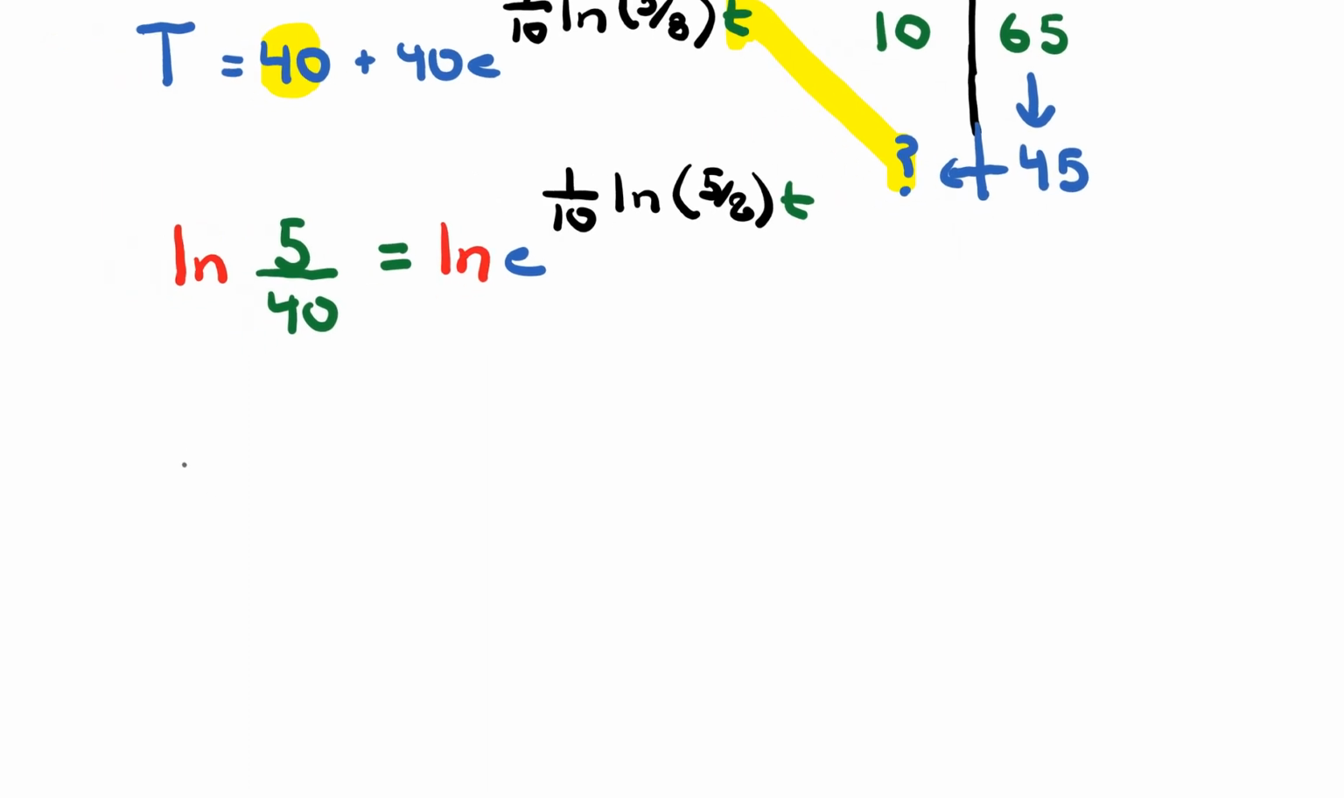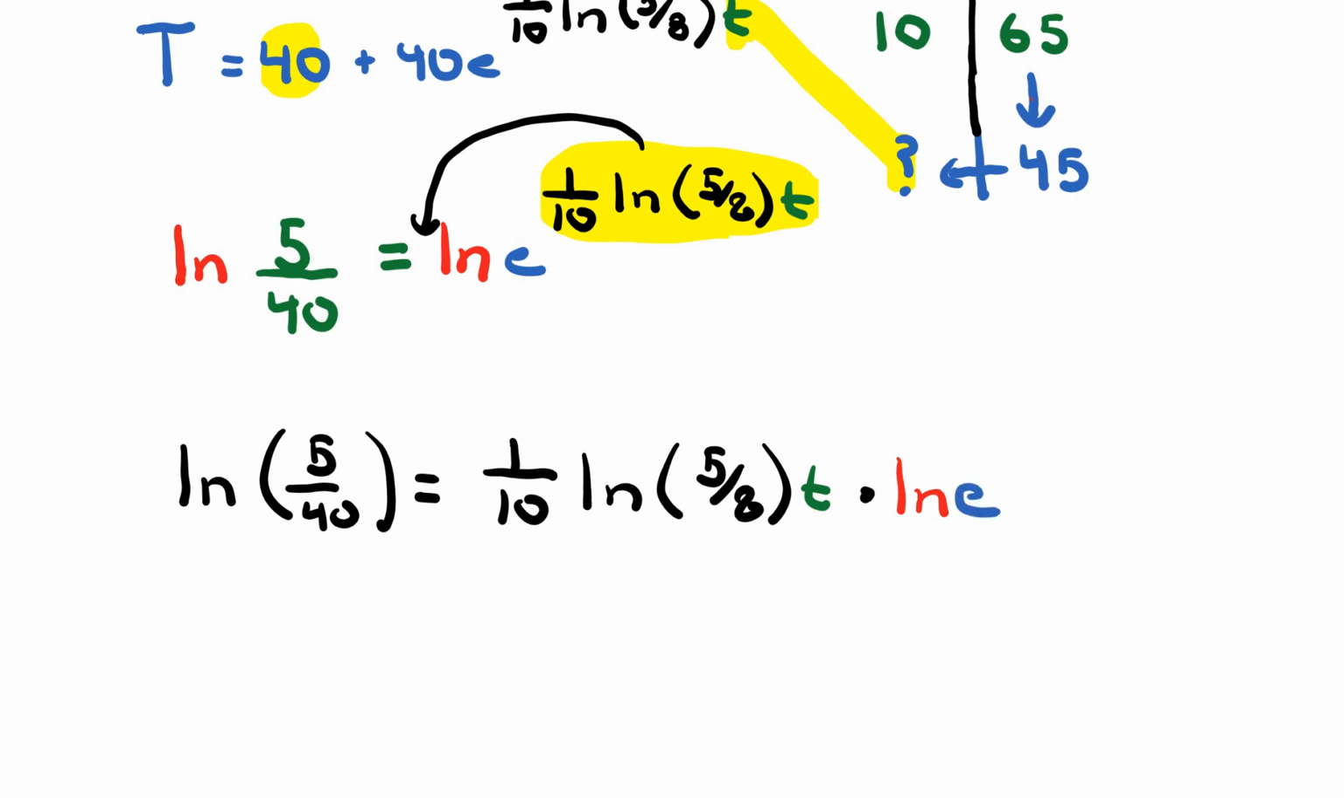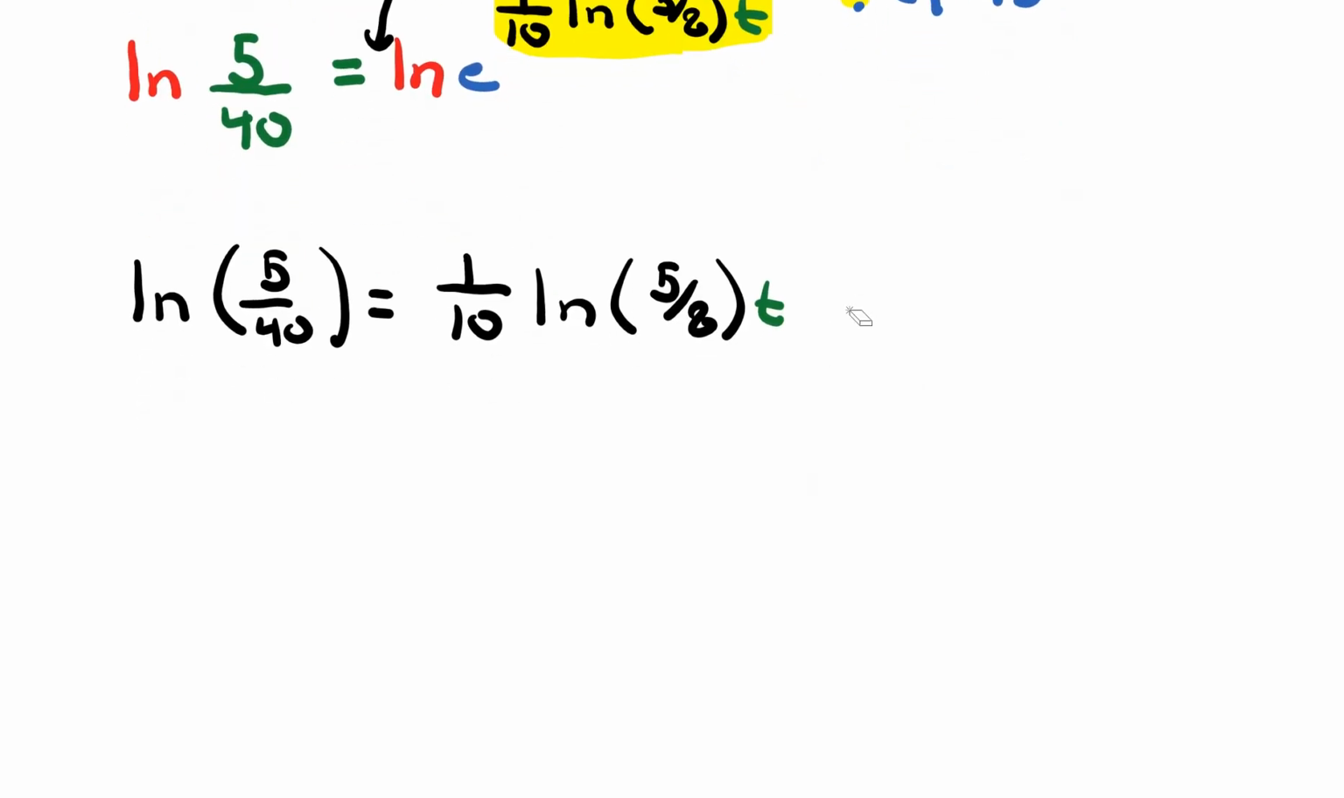So now I'll write another step here. If I ln both sides, I really have ln 5 over 40 on the left-hand side. And if I ln the right-hand side, this part right here I can soccer kick to the front using the ln property. So I have 1 over 10 times ln of 5 over 8 times t, and then it's being multiplied by ln of e, right? And we all know that ln of e equals 1. So now I can erase that, and I can solve for my t variable.